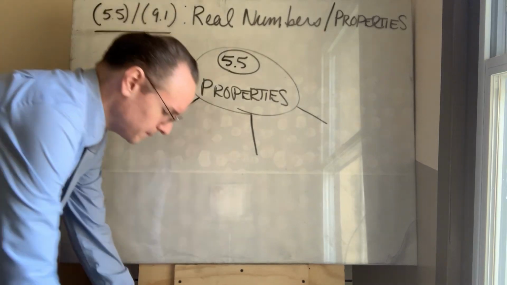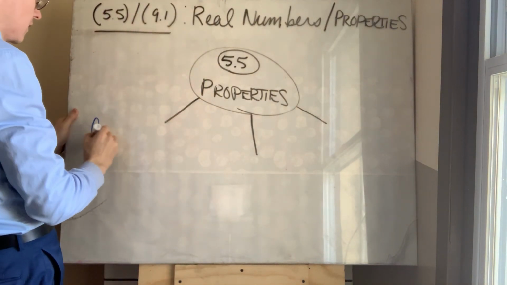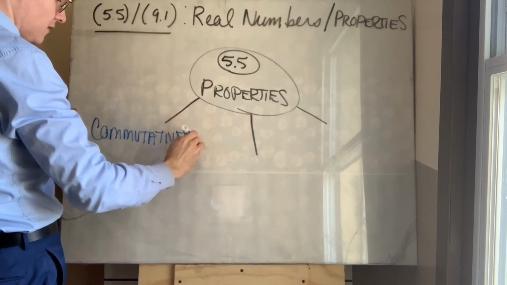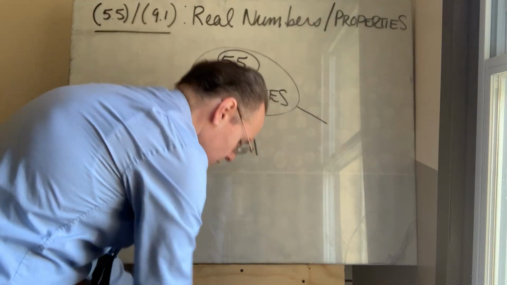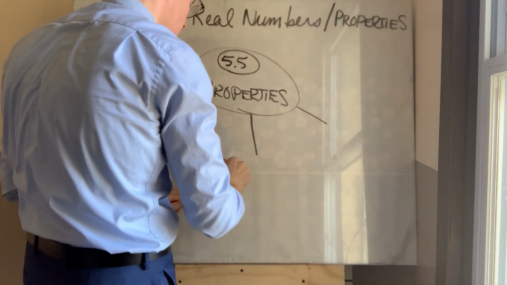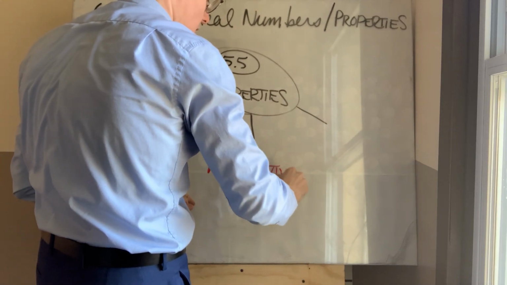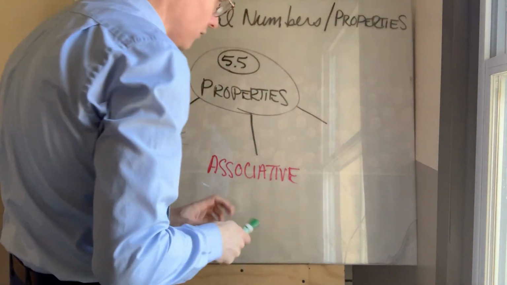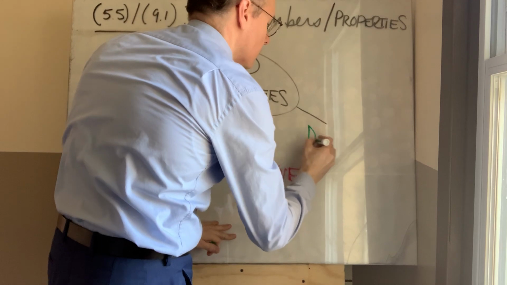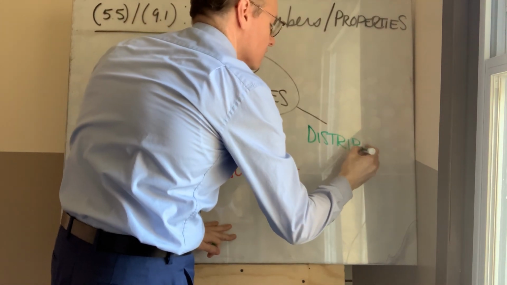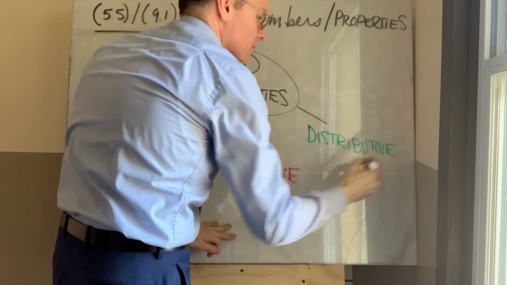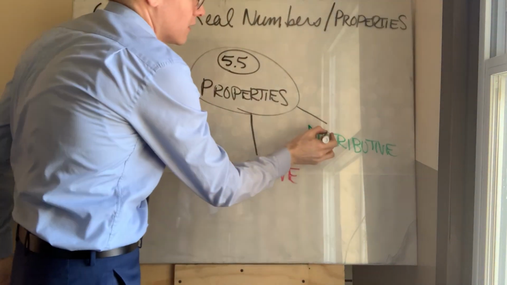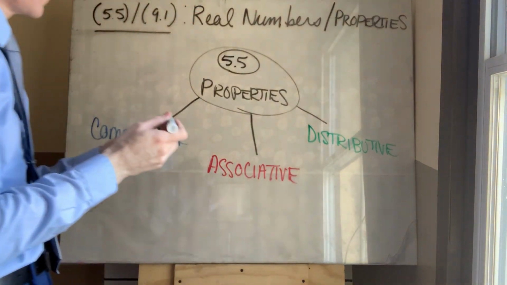Right. Commutative property. And associative property. And distributive. Green, don't fail me now. Let's see if that is legible from the perspective of the camera. Oh, looks like it's okay. All right. Distributive. Okay.